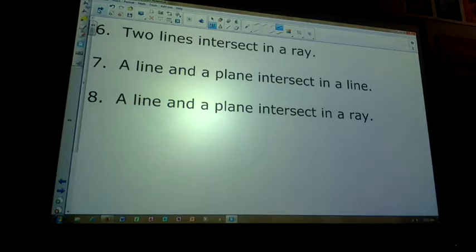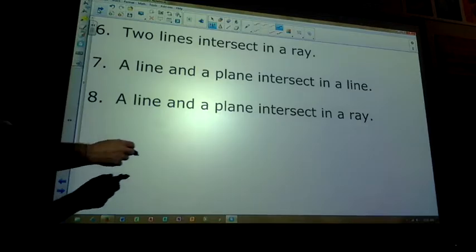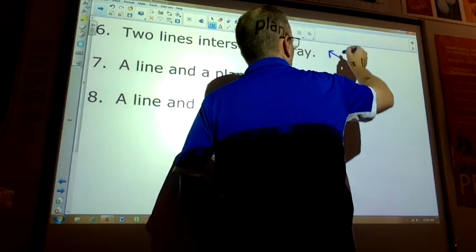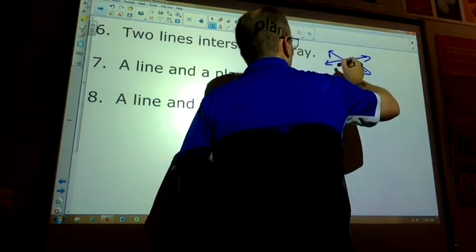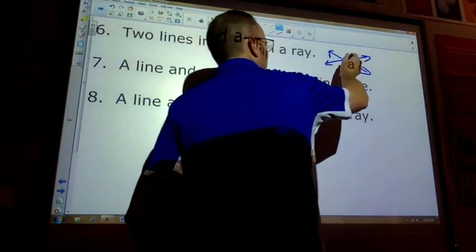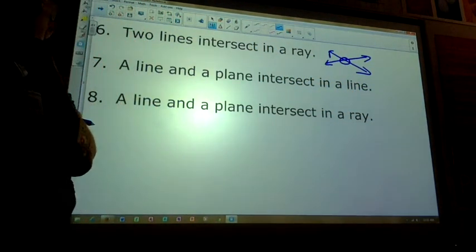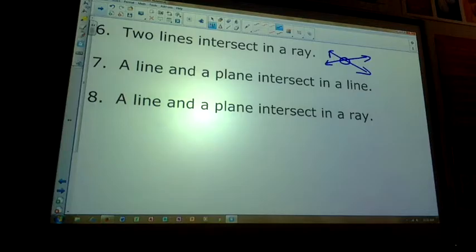Two lines intersect in a ray. Two lines, let's see, two lines intersect. I have this line drawn and this line drawn. Two lines intersect in a ray. I don't really understand that. I'm just going to say no. Never. I don't like that question.